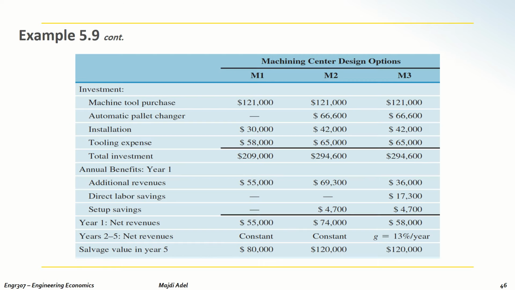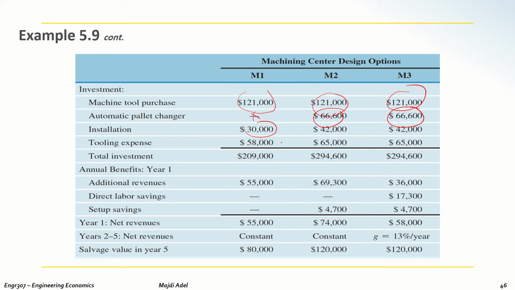And this table summarizes the cost and revenue for the 3 options. For the first option, the machining center will cost $121,000 for the 3 options. Automatic pallet changer, I don't have it in the first option, but I have it in the other 2 options. So this is the cost or the price of the automatic pallet changer system. Now the installation cost, تكلفة التركيب, المعدات هاي, $30,000 for the first option. And $42,000 for the other 2 options.